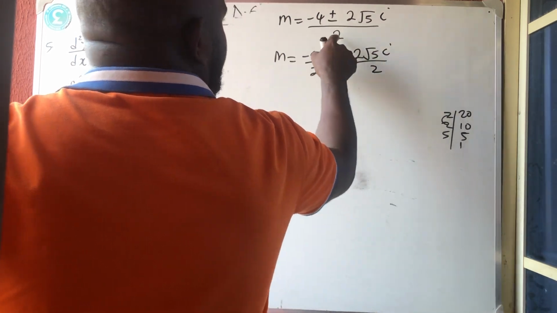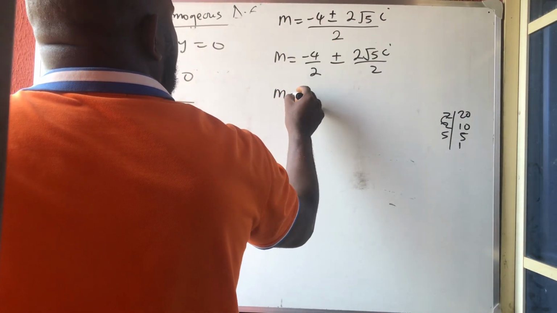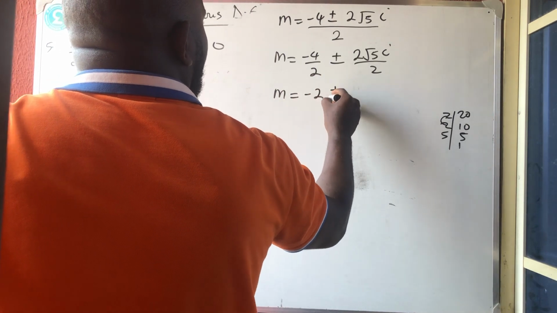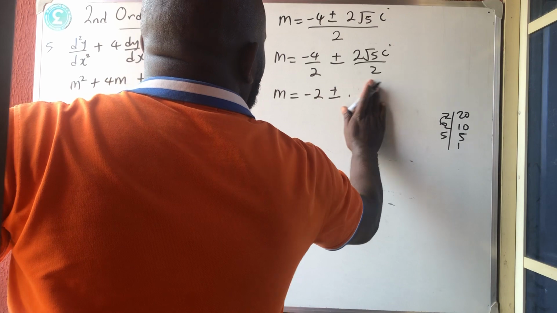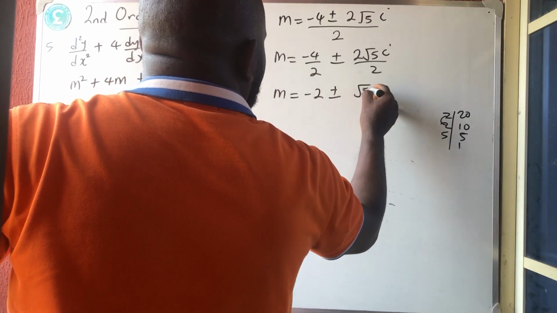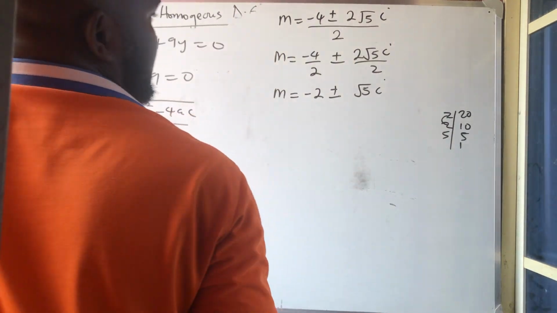So my m is equal to minus 4 over 2 plus or minus 2 root 5 i over 2. I'm sharing the 2 for everybody. So my m is equal to minus 2 plus or minus root 5 i, okay? So if you look at it, this is complex.